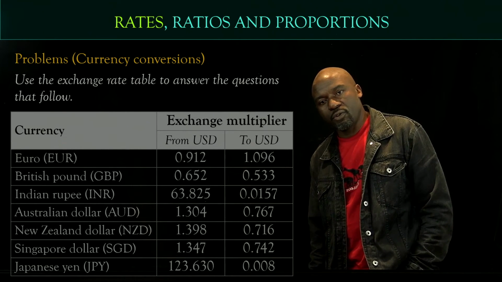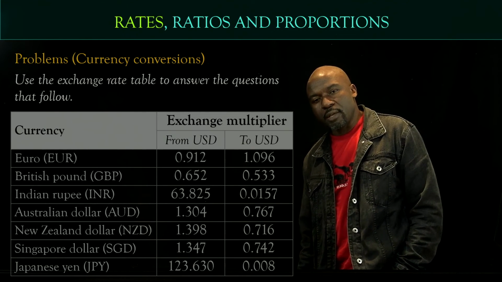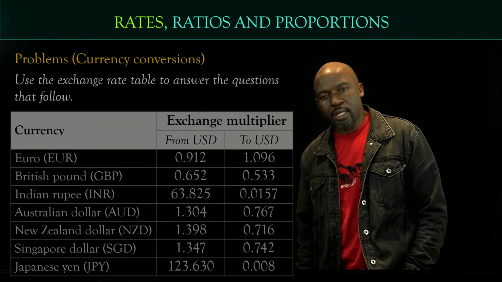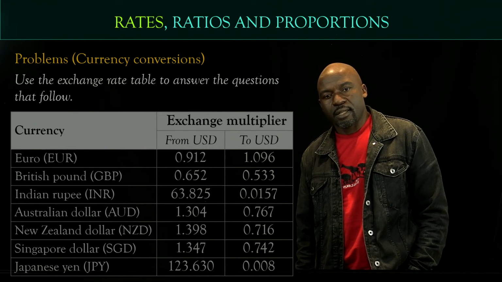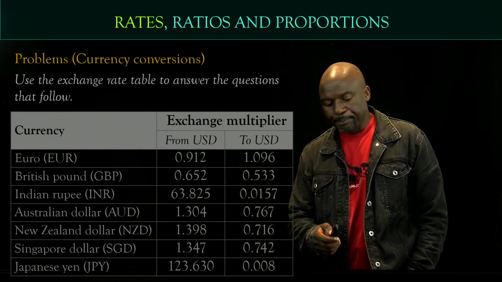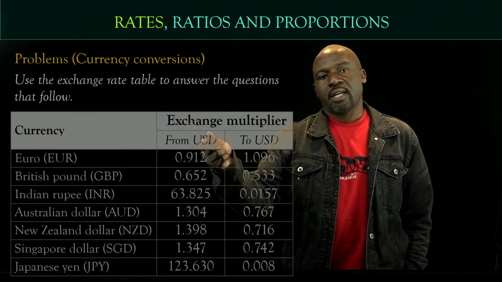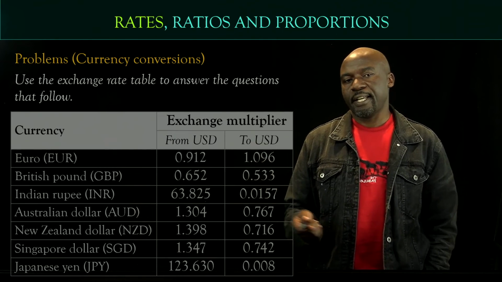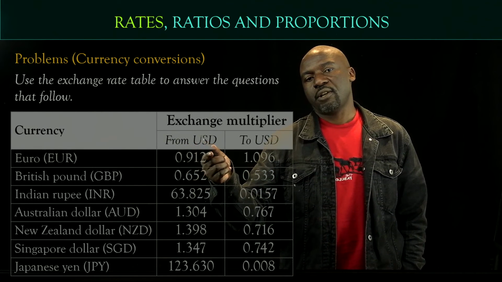US dollar to a number of international currencies. There is the euro, the British pound, the Indian rupee, the Australian dollar, the New Zealand dollar, the Singaporean dollar, and the Japanese yen. Okay, so these are values. Now, these are called exchange multipliers, or better still, you'd refer to this as rates. So rates from US dollars.